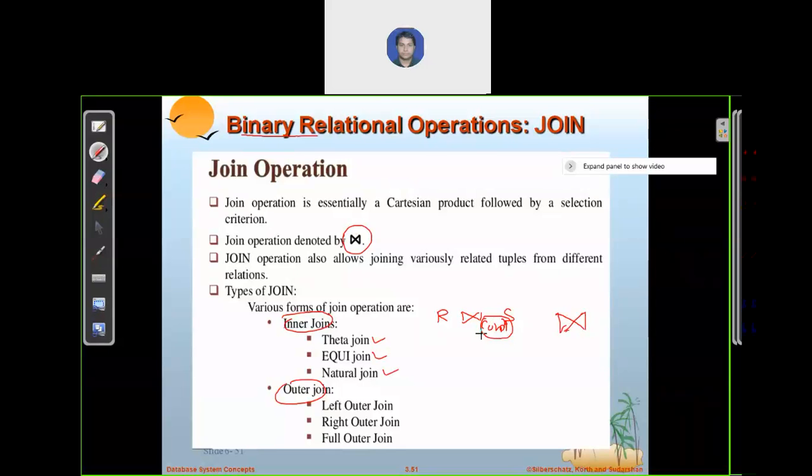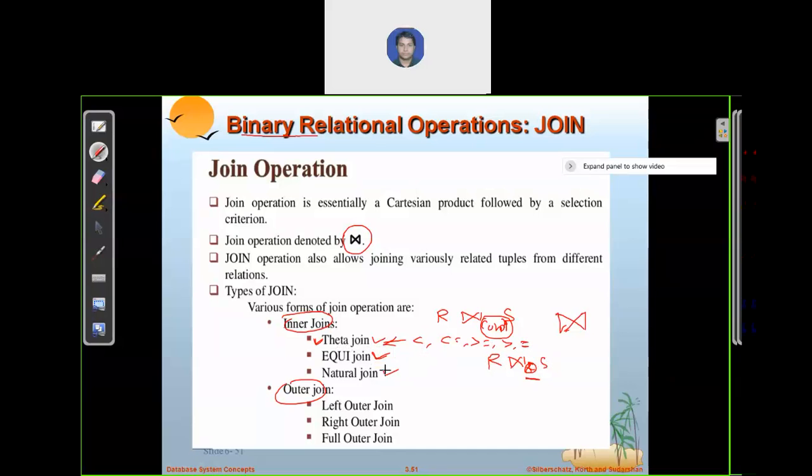If this condition is less than or equal to, greater than or equal to, this kind of condition we can pass to join these two relations. This is called the theta join. You just write R, theta, and S. If this join condition is an equals-to condition, it is called the equijoin. So you can say equijoin is a subset of theta join.